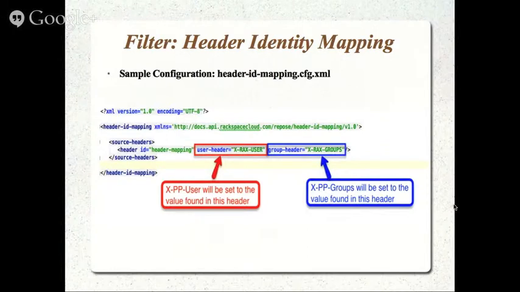So in this case, let's say we want the user header to be set to whatever the value of x-rax-user is. So we'll define that in this way. And then we want x-pp-groups to be set to whatever the value is in x-rax-groups. So we set up the group header that way.